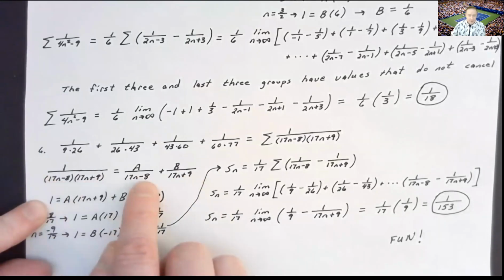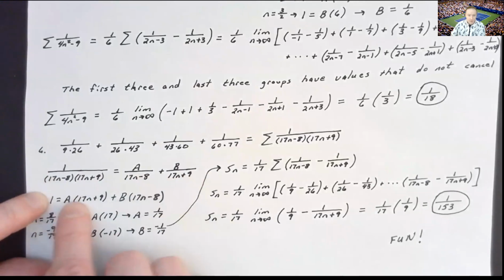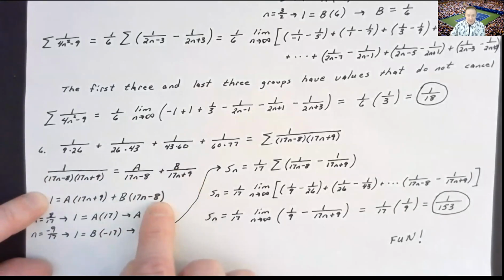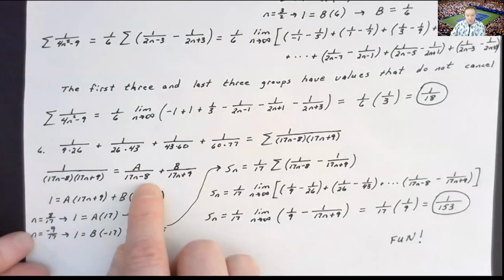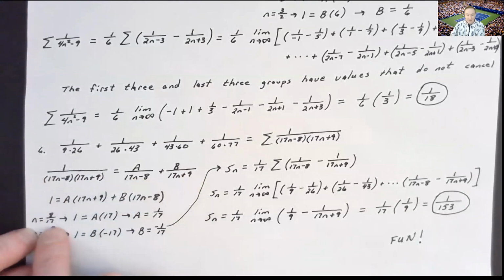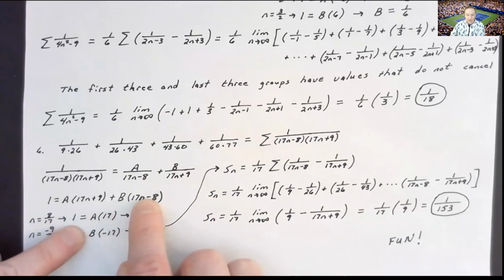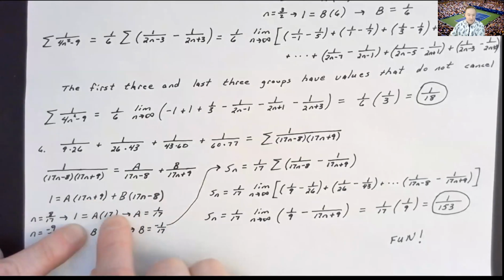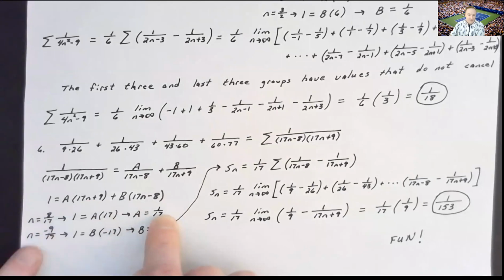I just multiplied by the least common denominator on each side and got 1 is equal to a times 17n plus 9 plus b times 17n minus 8. Then I can say, well, I should be able to solve for a if I let 17n minus 8 equal 0. That gave me 17n is equal to 8, n is equal to 8/17. If I allow n to equal 8/17, your b is going to be multiplied by 0. Your a is going to be multiplied by 17 times 8/17, which will give you 8. 8 plus 9 gives you the 17. So I can quickly see, hey, 17a is 1, a is 1/17.